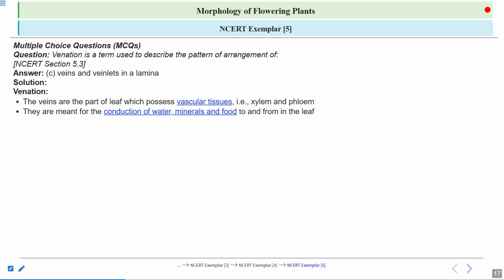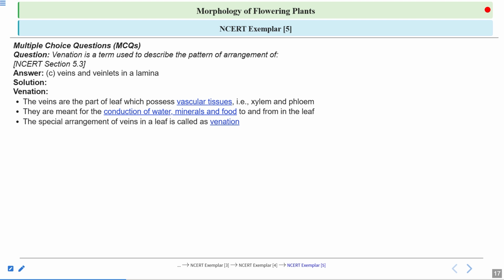Now, the food gets synthesized in the leaf, and that should be transported to every part that does not make its own food, like roots, stem, right? They are not making their own food, even the flowers. But they require the food material. So that is transported from the green leaves via the phloem.